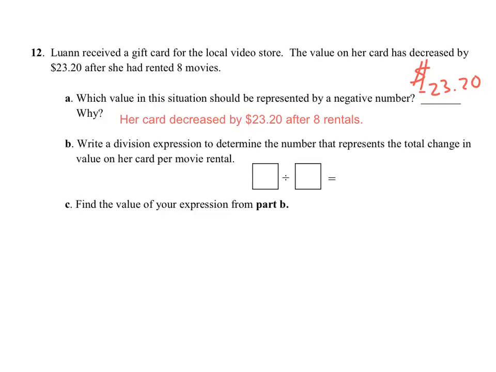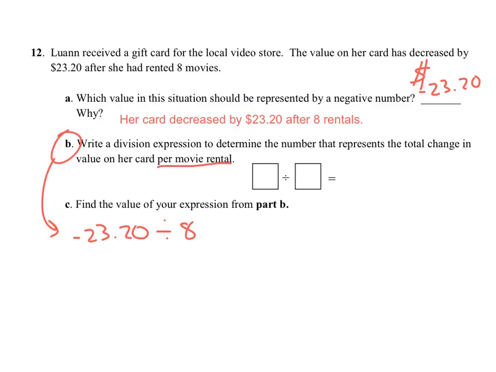Okay, part B says, write a division expression to determine the number that represents the total change in value on her card per movie rental. So we take the number that it decreased by, and I'm going to go ahead and take all of this and rewrite it underneath here. So we take the total that her card decreased by, which was negative $23.20. And we're going to divide that by the number of movie rentals, which is 8, to find out what her total change in card value was per movie rental, so per movie.